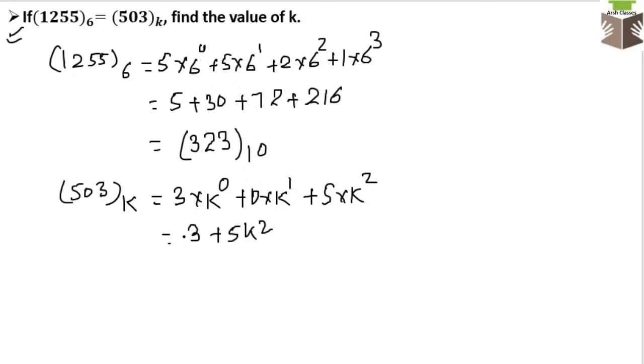So we can say 323 should be equal to 5k square plus 3, right?